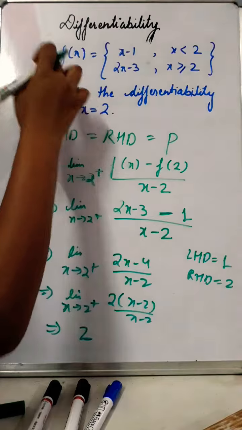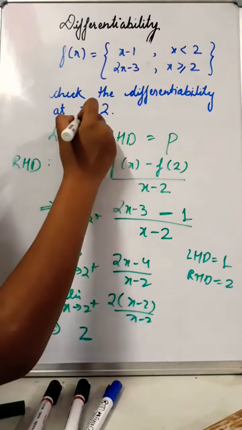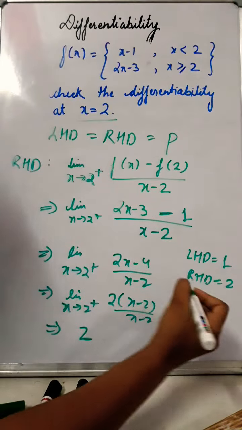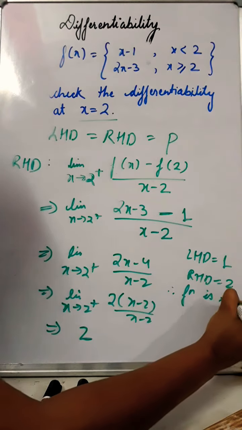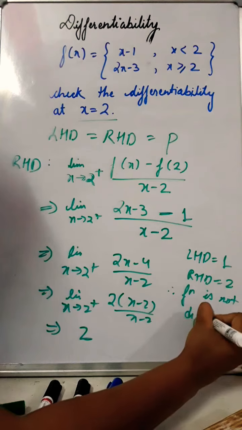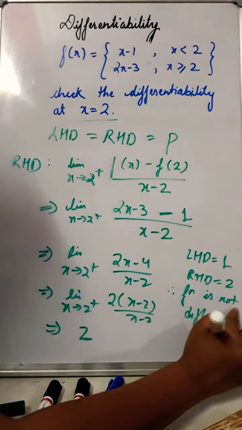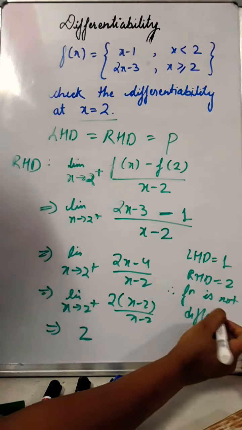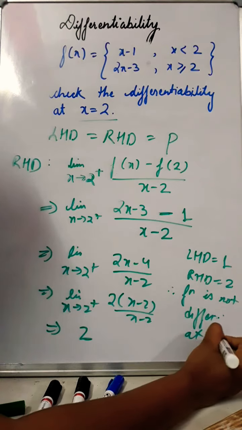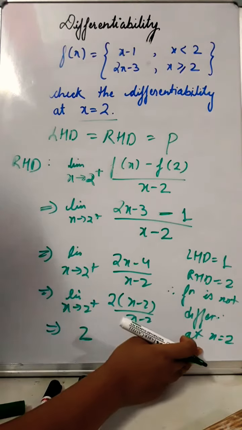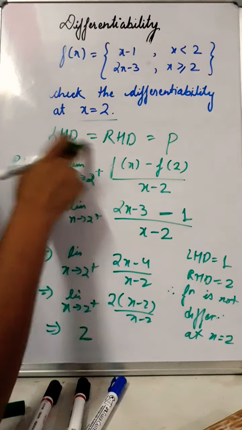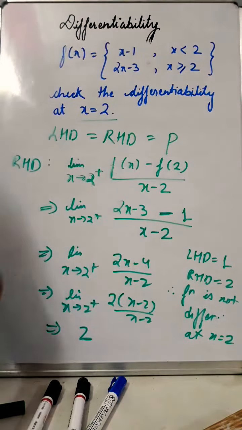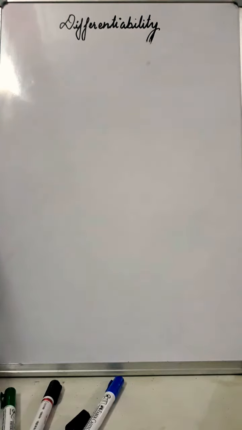Therefore, the function is not differentiable at x equal to 2. So this is your conclusion. What you have to do? Check the left hand derivative and right hand derivative, and both should be equal. And the method to find left hand derivative and right hand derivative goes like this.